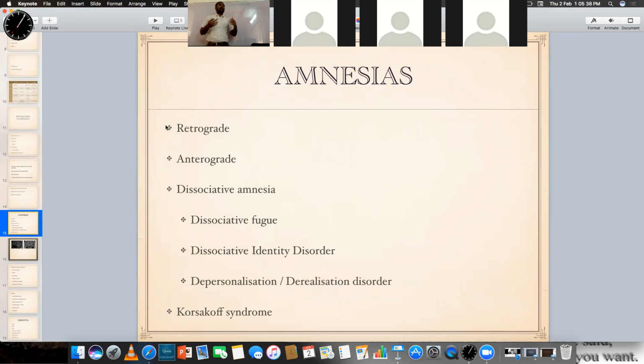now down the line, like after 2 or 3 days, if you ask me what I was wearing 2 days ago, what kind of food I had, where I was, I can't recall that. That is anterograde. I'm unable to form new memories. Okay, that is anterograde amnesia.